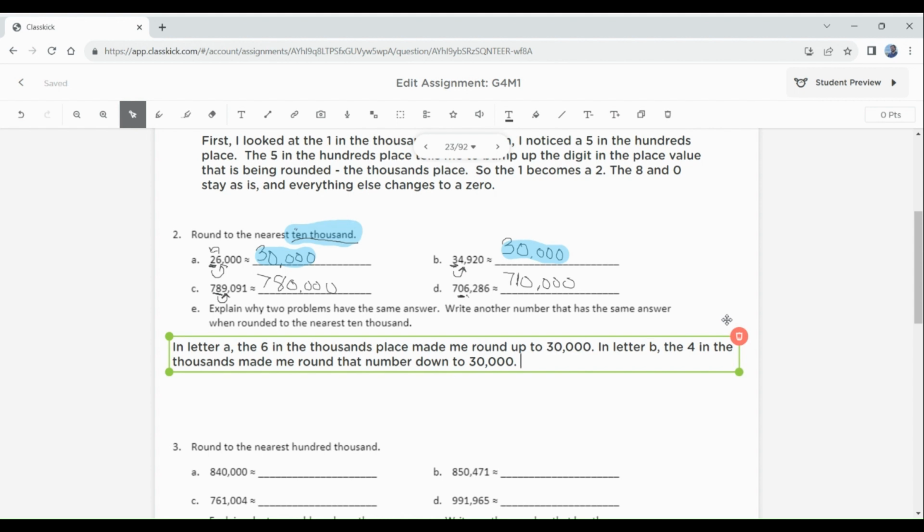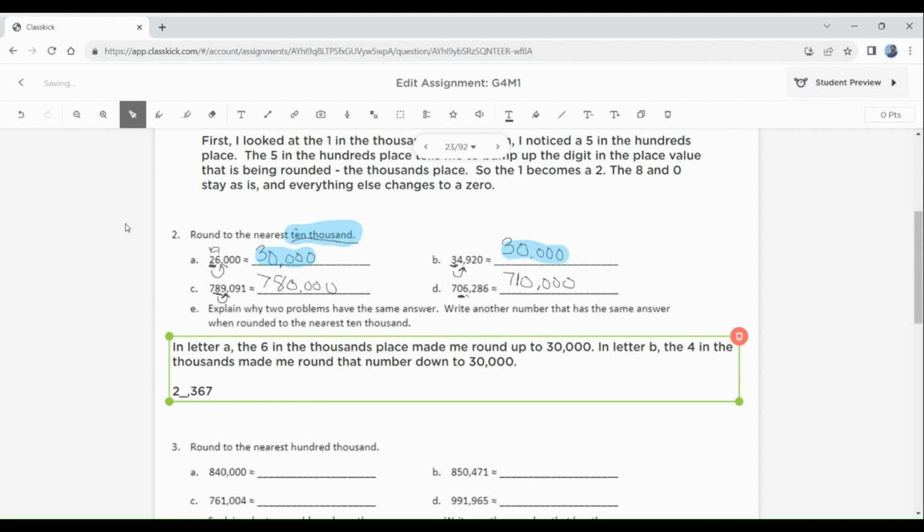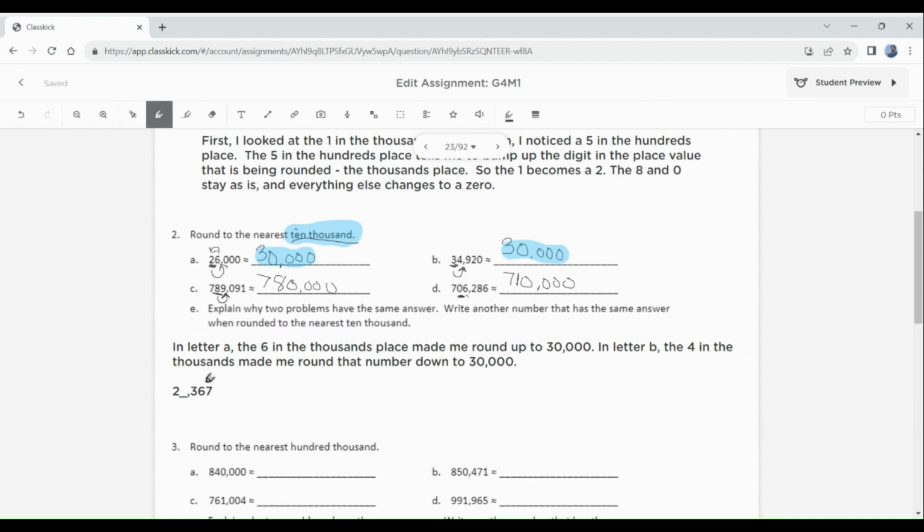Let's write another number that has the same answer when rounded to the nearest 10,000. So there's a couple different ways that I could do this. I could either have a 2 here in my 10,000s place, and these digits over here in the hundreds, tens, and ones really don't matter. But what I would need to do is make sure that this number here is a 5 or greater. A 5, a 6, a 7, an 8, or a 9. So let's just use maybe like a 7 or something. So that 7 would bump this 2 up to a 3 and round to 30,000.